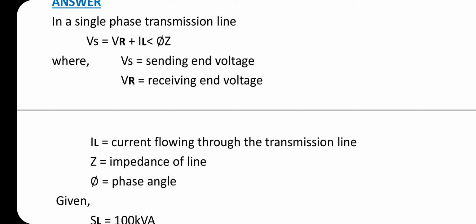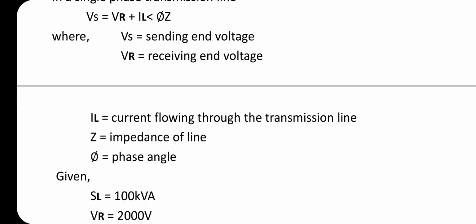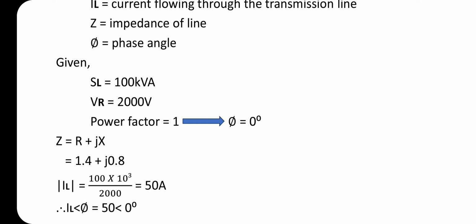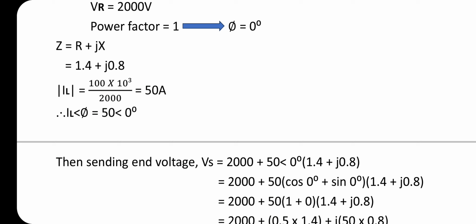where Vs is the sending end voltage, Vr is the receiving end voltage, IL is the current flowing through the transmission line, Z is the impedance of line and phi is the phase angle. Given SL equal to 100 kilovolt ampere, Vr equal to 2000 volt, power factor equal to 1, therefore phase angle phi equal to 0. Z equal to R plus jX, which is equal to 1.4 plus j0.8. Magnitude of IL equal to 100 into 10 raised to 3 divided by 2000. We get 50 ampere. Therefore, IL angle phi equal to 50 angle 0 degree.